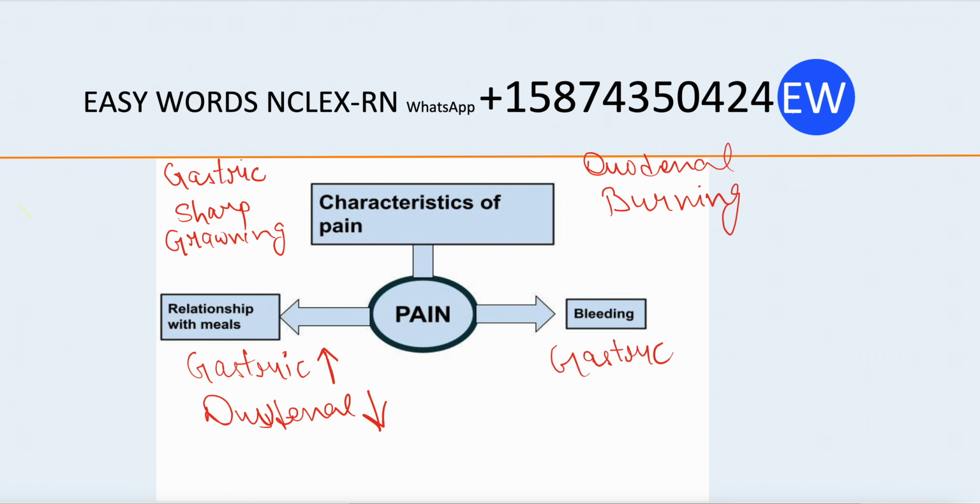Bleeding. In gastric ulcers, the most common bleeding is hematemesis, which is blood vomiting, and in duodenal ulcers, bleeding is through the stools, which is melena.